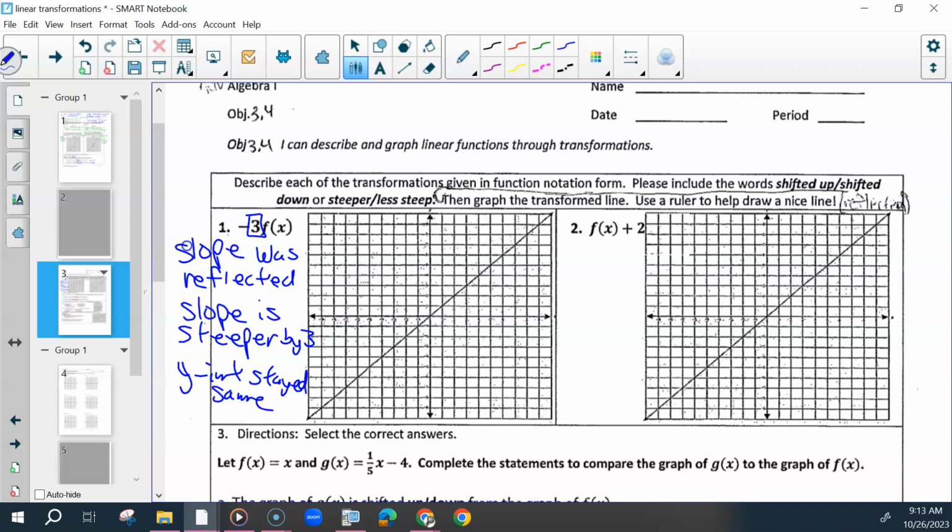Okay. So if the y-intercept stayed the same, we're going to plot it at the same place at the origin. If the slope was reflected and is steeper by 3, what is our new slope? Negative 3, yes, but in which direction? Would I go up 3 and right or left 1? Up 3 and left 1 as many times as possible. And down 3 and right 1 as many times as possible. Make your line. So when you have a fully graphed line, you can really see the steepness. I'll give you a second to finish your line first.